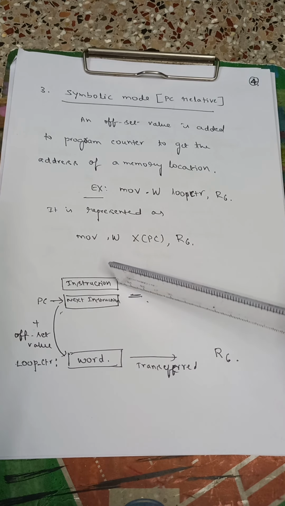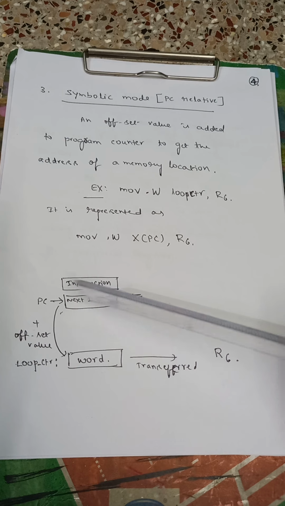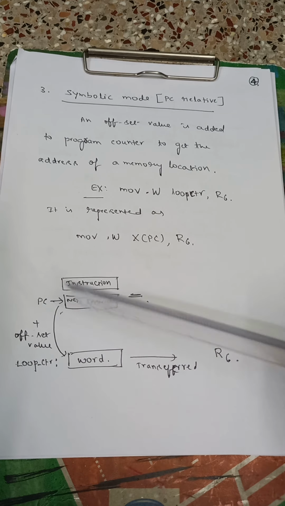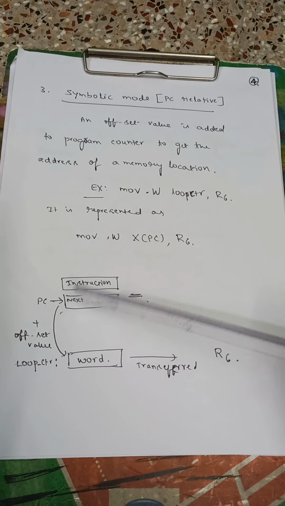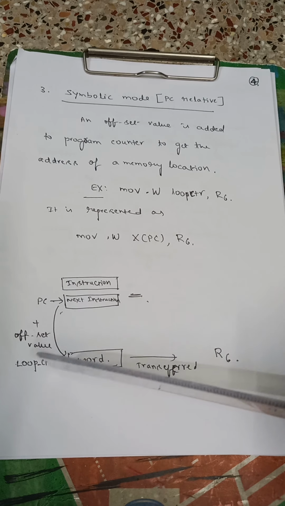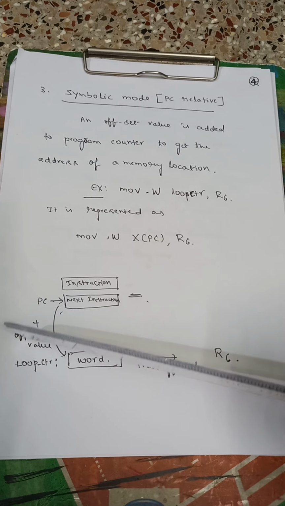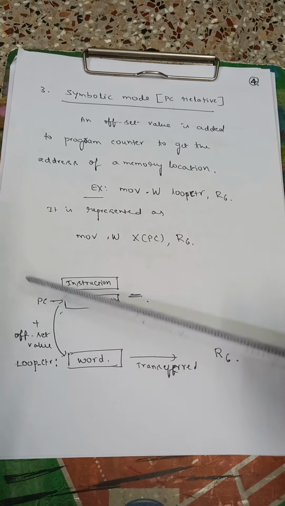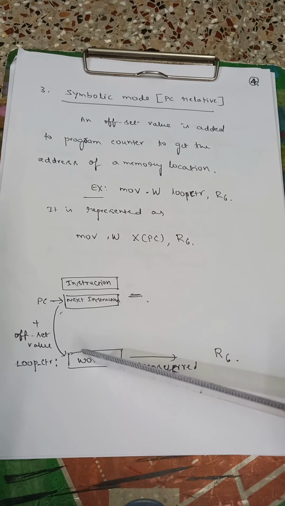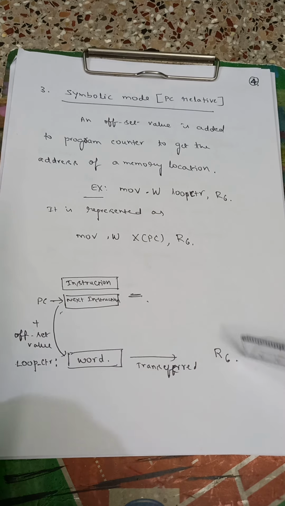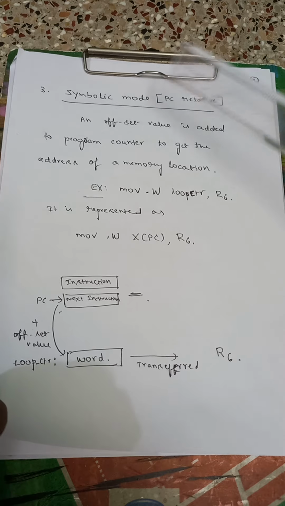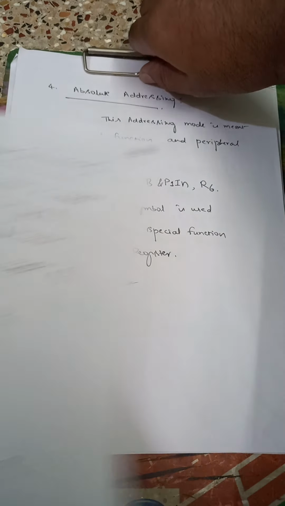Let us suppose instruction here, in which case the next instruction will be pointed by program counter. If the word is to be transferred elsewhere, then from PC to that labeled location, the distance or the displacement, which is called the offset value, is added to PC, so that PC arrives here. From the location pointed by PC, the information is transferred to R6. So it is called the PC relative or the symbolic mode.